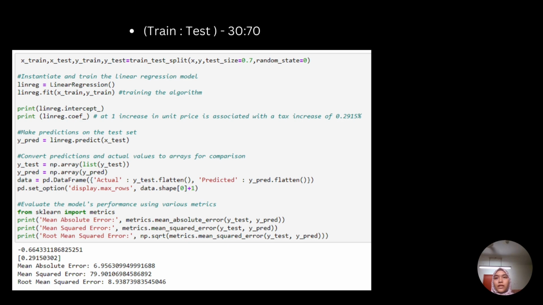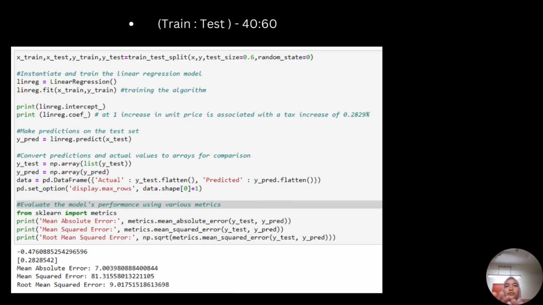And then we start to make prediction on the test, and then we got the value for the mean absolute error is 6.9563, and then the value for the mean squared error is 79.90106, and then the value for the root mean squared error is 8.9387.